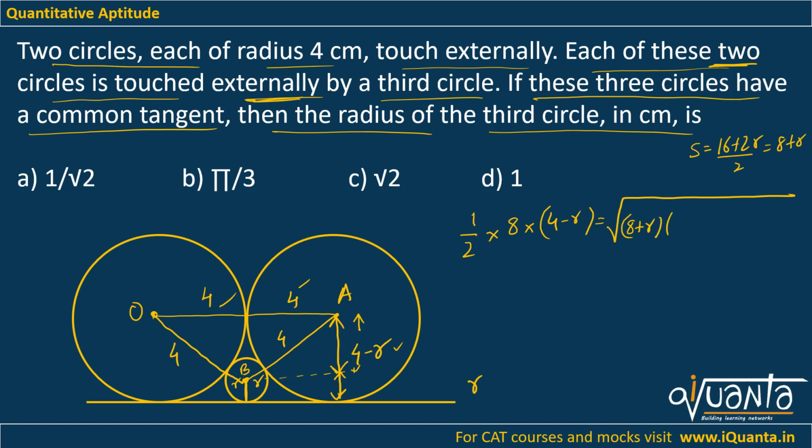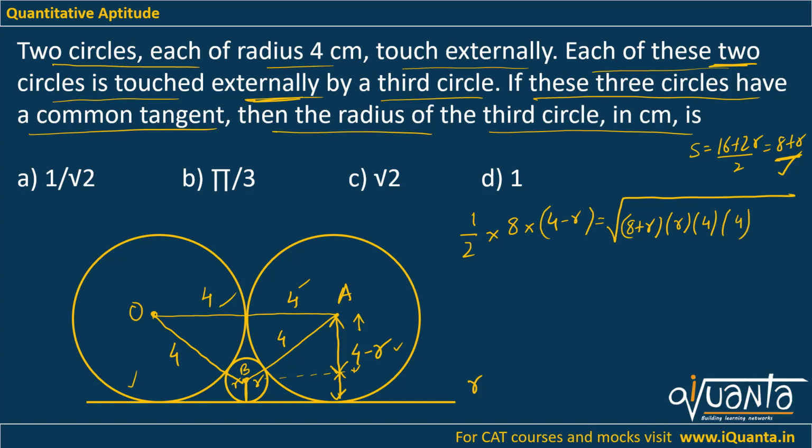S minus A, that means 8 plus r minus 8, because one of the sides of the triangle is 8. So I'll get 8 plus r minus 8, which gives me r only. Then S minus B. So 8 plus r minus one of the sides of this triangle, which is 4 plus r. So we'll be getting 4. Then again S minus C. S is 8 plus r, the third side of this triangle is 4 plus r. So 8 plus r minus 4 plus r gives us 4 only.